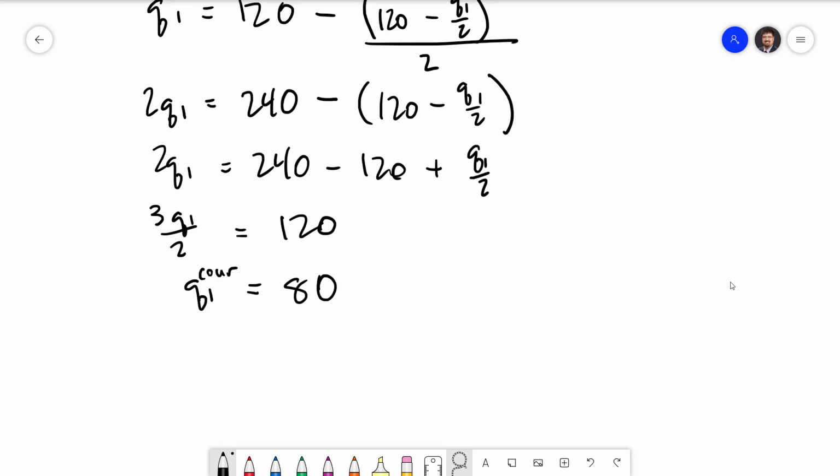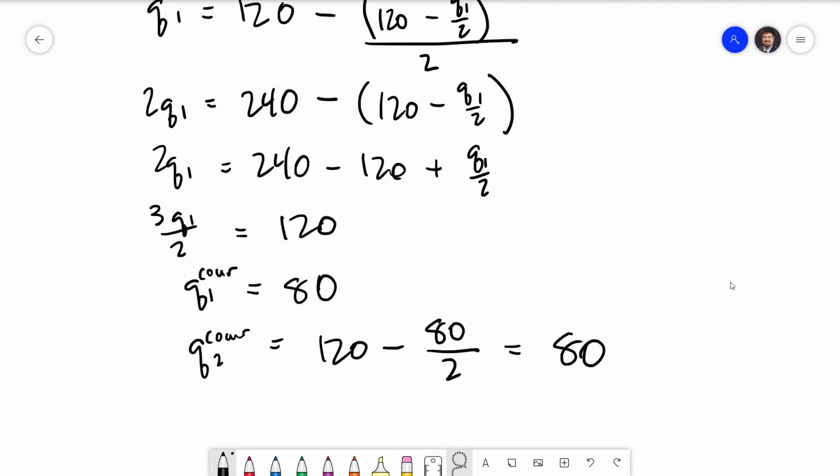We are almost done. Now we just need to plug the Cournot-Nash equilibrium quantity into firm 2's best response function. So that tells us that Q2 equals 120 minus Q1 over 2, and we're going to plug the 80 that we now know in there. That's going to give us 120 minus 40, which is also going to be 80.